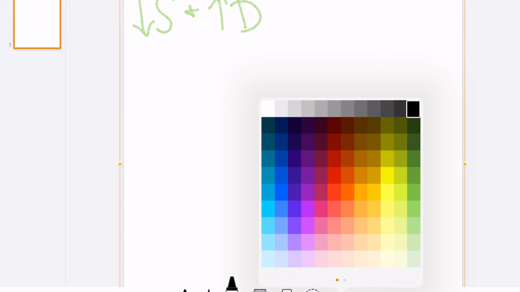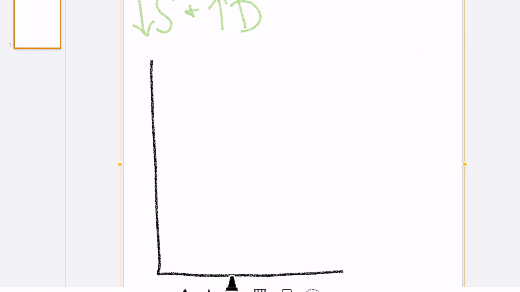This next graph is going to be a decrease in supply and an increase in demand. So I'm going to draw my graph the same way I always do, drawing my P's and Q's.